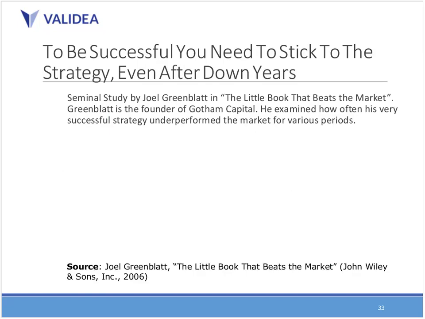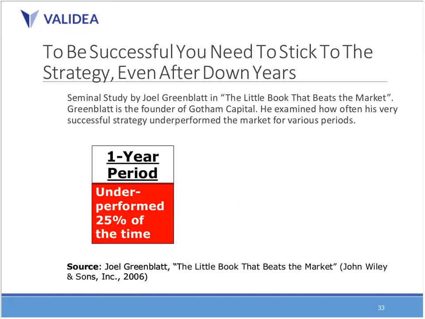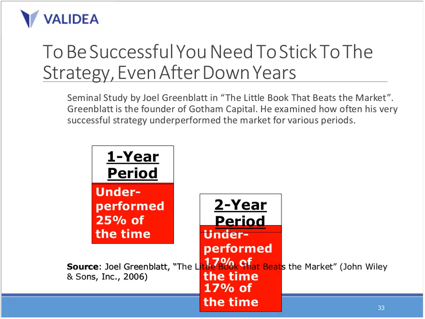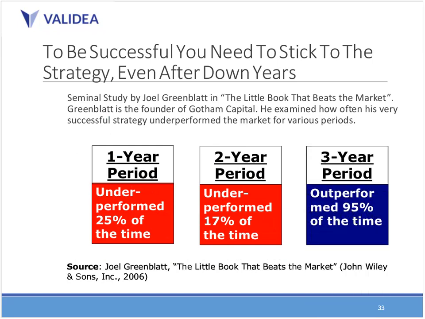Joel Greenblatt did a study in his book, The Little Book That Beats the Market. He examined how often his successful strategy actually underperformed the market for periods of time. And this is very instructive to really hit home what I mean. His really excellent performing strategy underperformed the market on 1 year periods of time 25% of the time. There were 2 year periods when he underperformed the market 17% of the time. But finally, by 3 year periods of time, it outperformed the market 95% of the time.